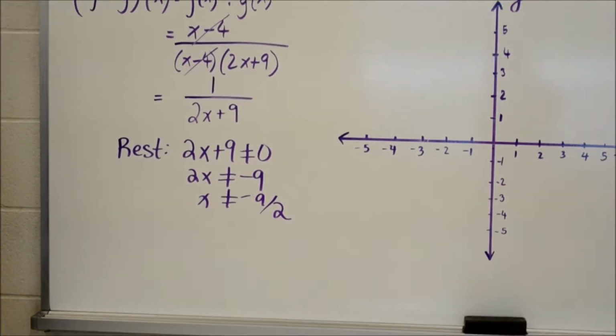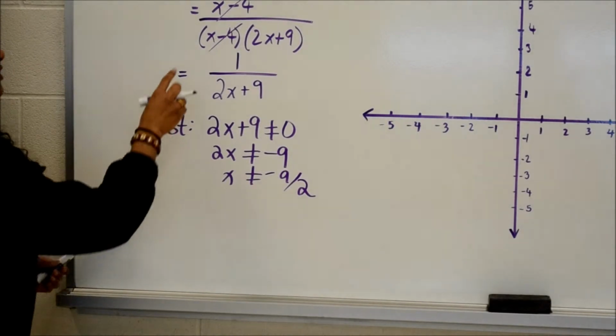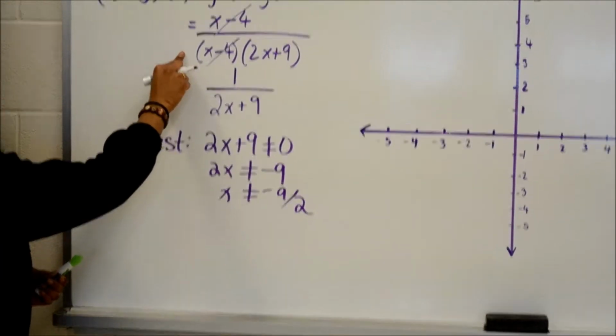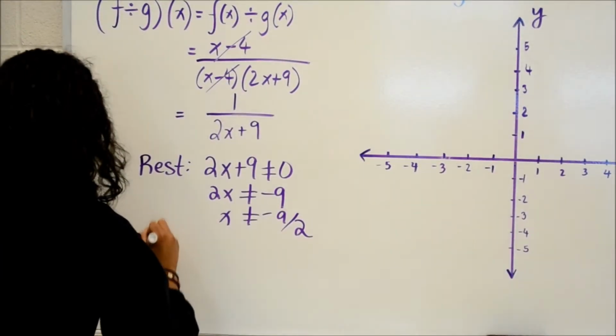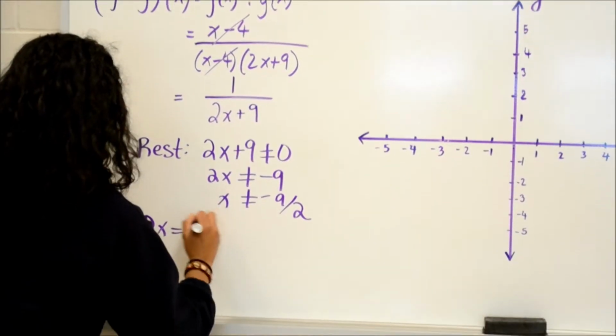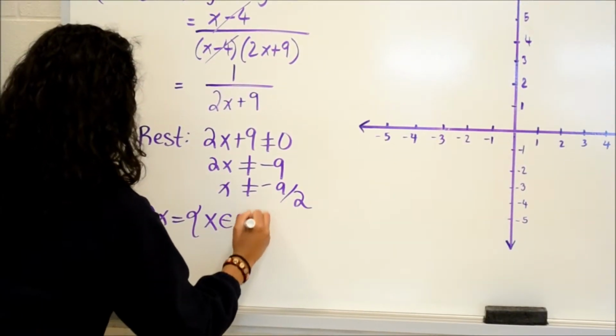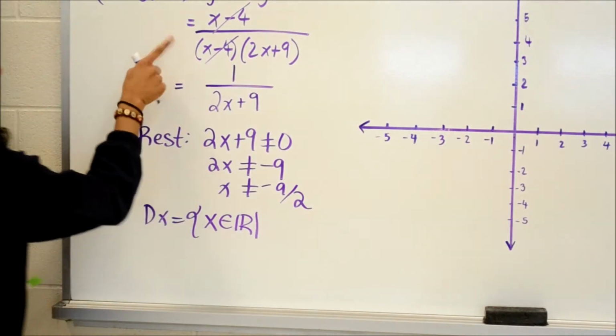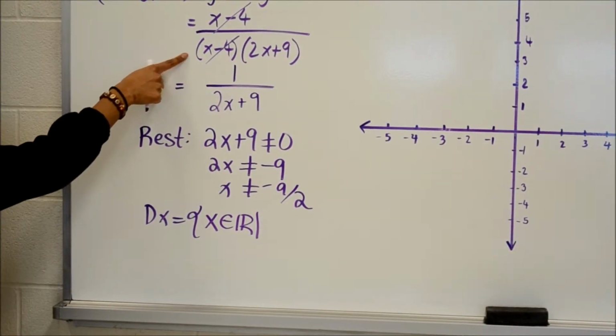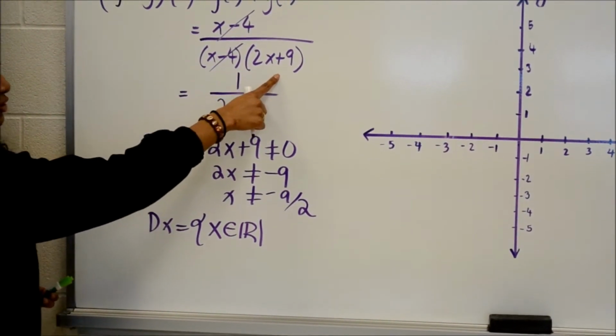Now to state the domain of our function, we will use the denominator of the original function before we cancel it out. So, using the denominator, x cannot equal 4 or negative 9 over 2.